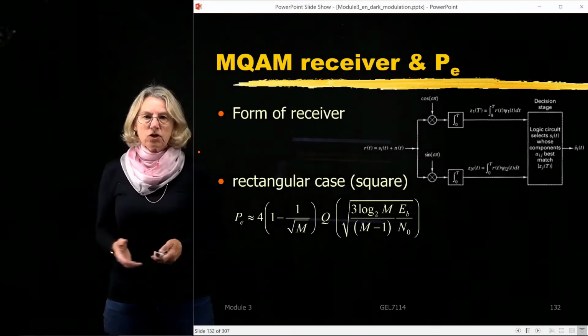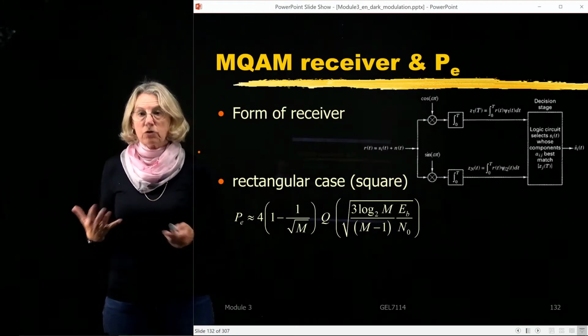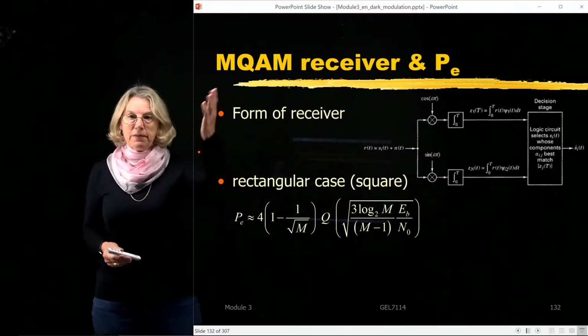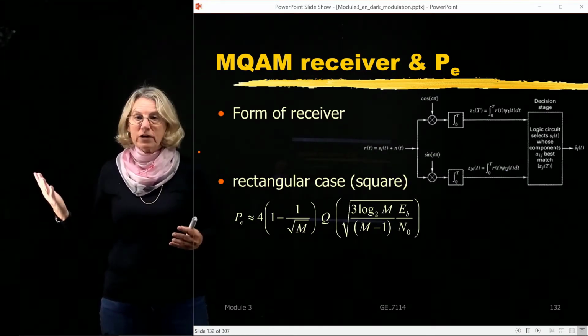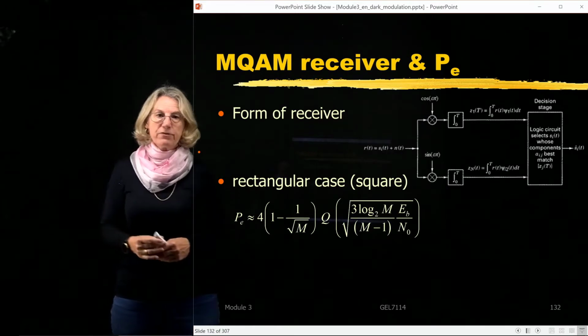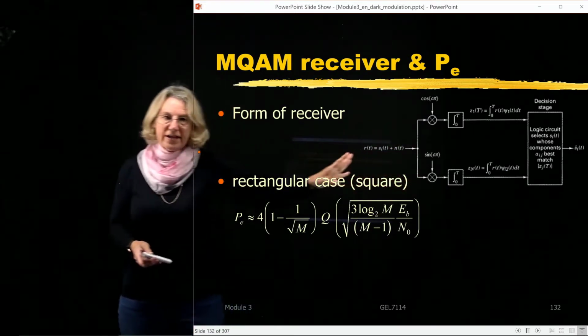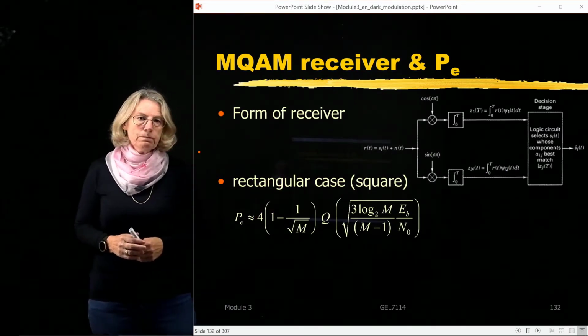So let's first take a look at M-QAM, in particular rectangular or square QAM. So we know the form of the receiver. For QAM, it uses IQ, in-phase and quadrature branches, on the receiver. So a cosine multiplication and a sine multiplication, 2 branches, because it has a signal space of dimension 2.